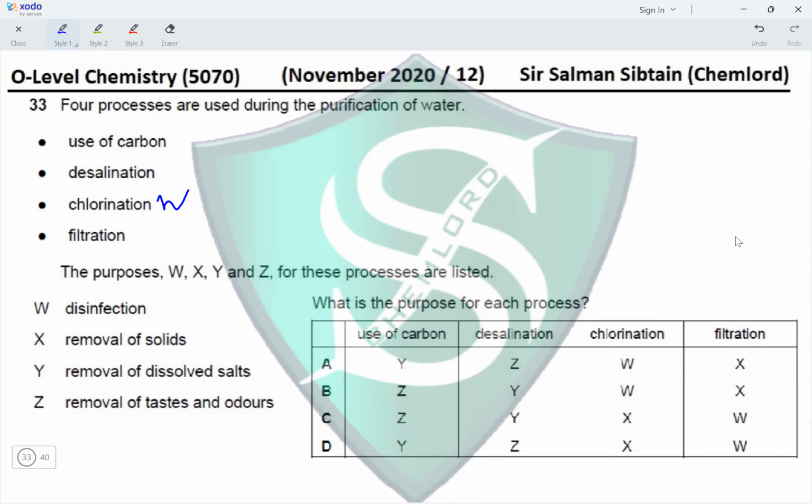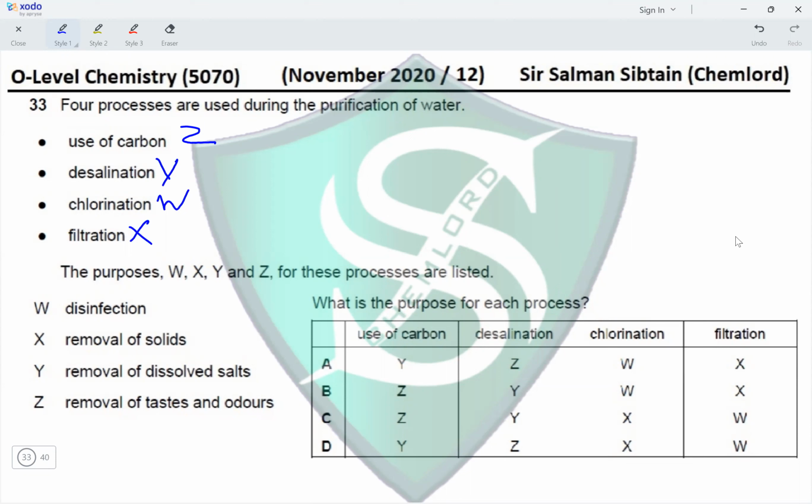And X is removal of solids. Removal of solids is filtration. Then we have removal of dissolved salts. Dissolved salts removal is called desalination. And removal of taste and odor, we use carbon. So now we have the purpose along with the process. What is the purpose of each process?